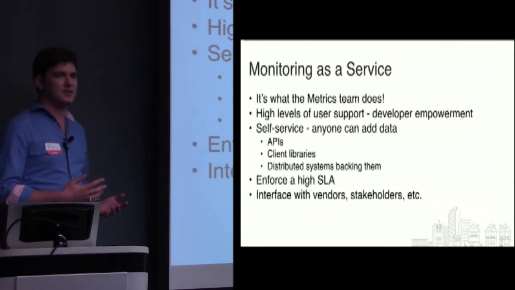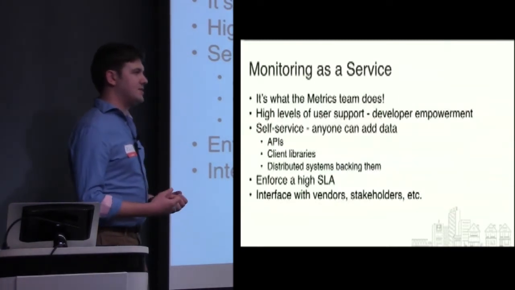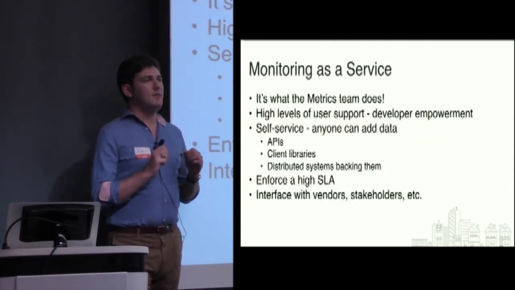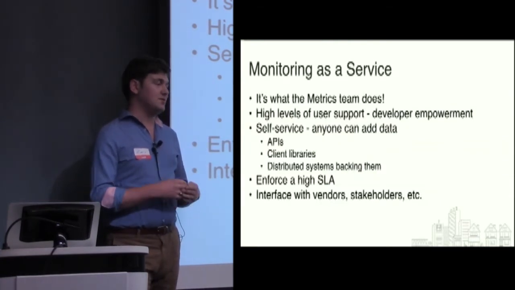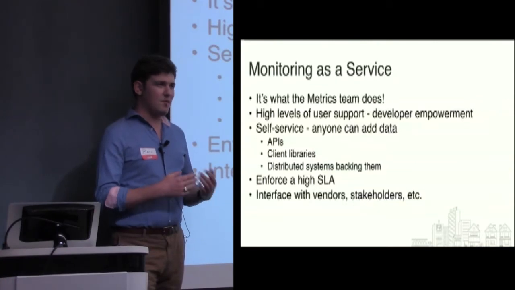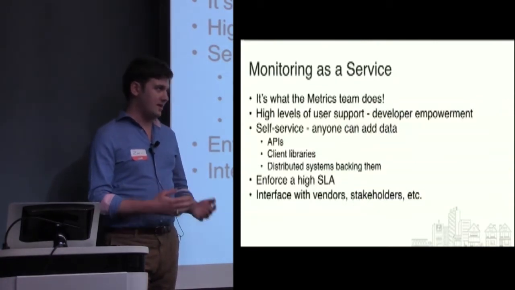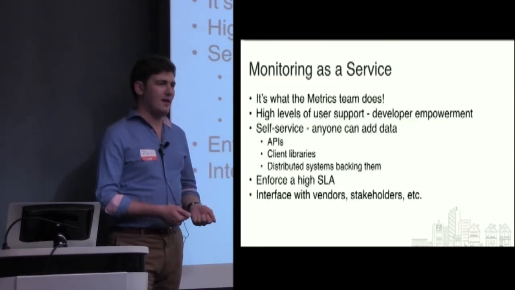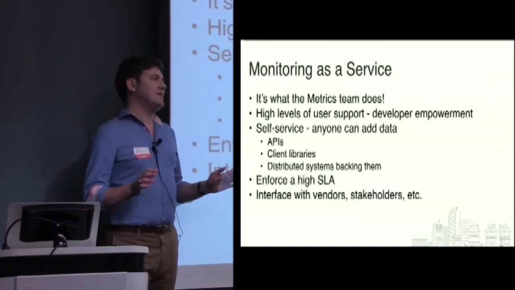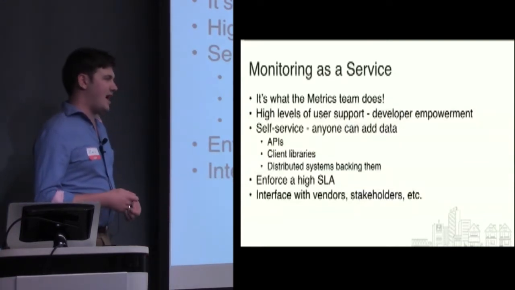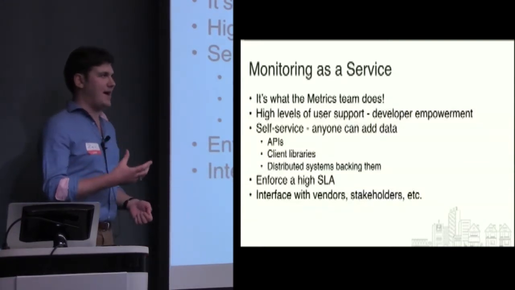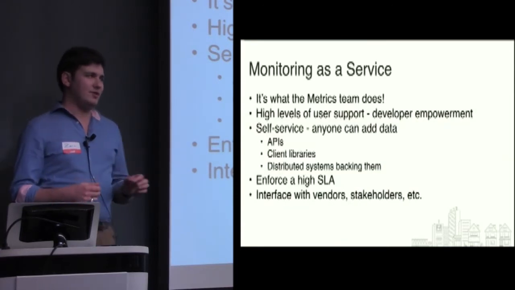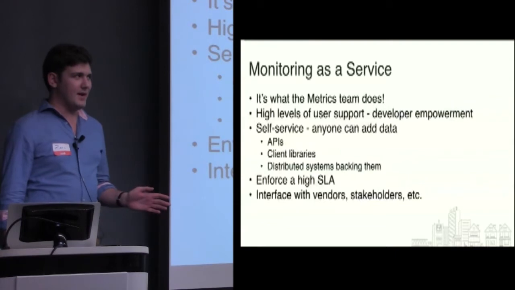So this is monitoring as a service, is what we call it on the metrics team. What this means is that we support our users. We empower our developers. My users are the developers and the product managers and the other stakeholders within Yelp. So we have to make these systems have really great APIs and client libraries. Anybody can just add metrics. Oh, I'm writing a new microservice, I want to be able to time this critical path a little bit. Okay, cool, do that. It shouldn't be an ordeal. It should be simple, and you should just be able to do it, right?